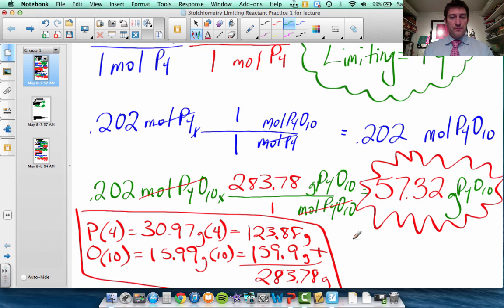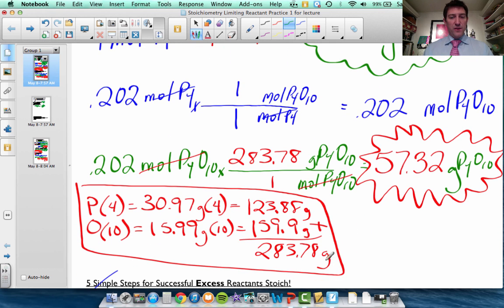So down here in red, I had to figure out, okay, I've got 4 phosphorus. This is the mass of 1 phosphorus. I have to times it by 4 because I have 4 of them. Here's what I get. Same for oxygen. I've got 10 of them with this mass. Of course, these masses are a little bit rounded off, but this works. And then I add those two together. That's where I get this number. That's the molar mass of P4O10. I plug it up here. Those two cancel out. 0.202 times 283.78, and I get 57.32 grams of P4O10.